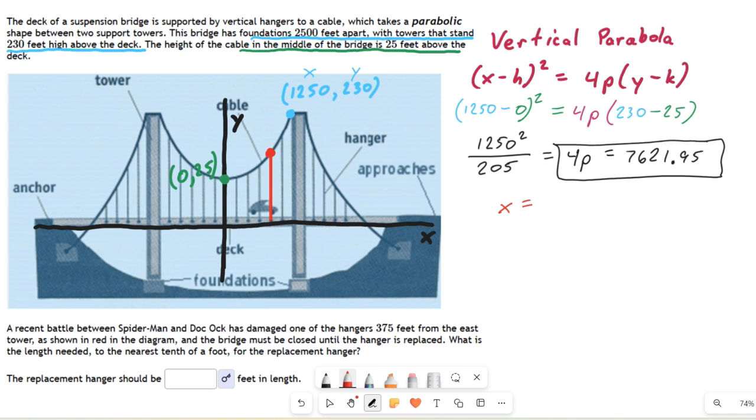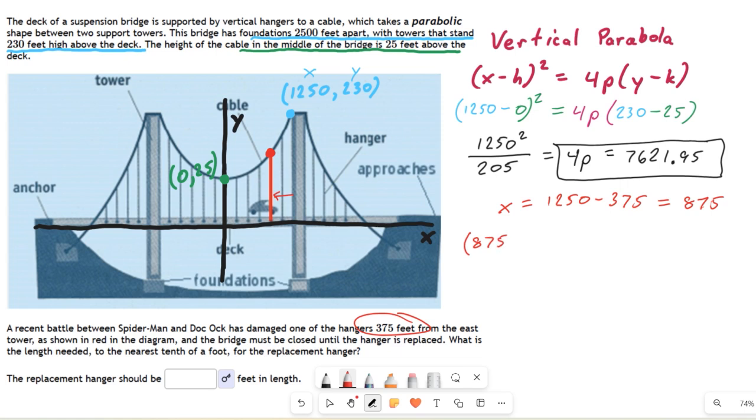My x value is going to be, remember what it told you? It told you 375 feet from the east tower. So the east tower's position is 1,250, and I'm going to say minus 375. Well, that gives me an x coordinate of 875. So in other words, if I have an x coordinate, I should be able to find the y coordinate. Okay, and you do it like this.